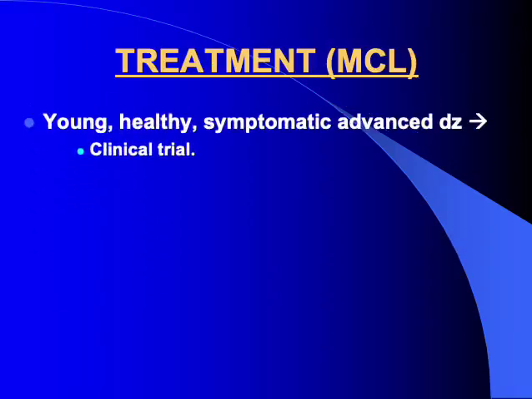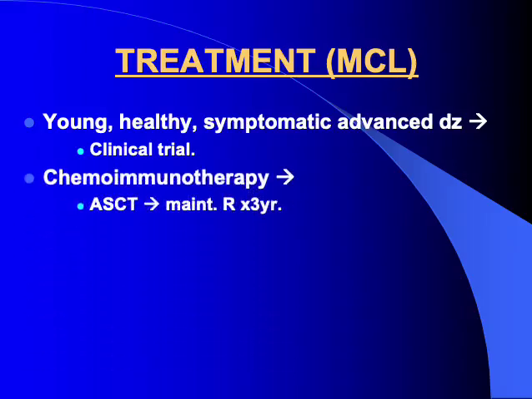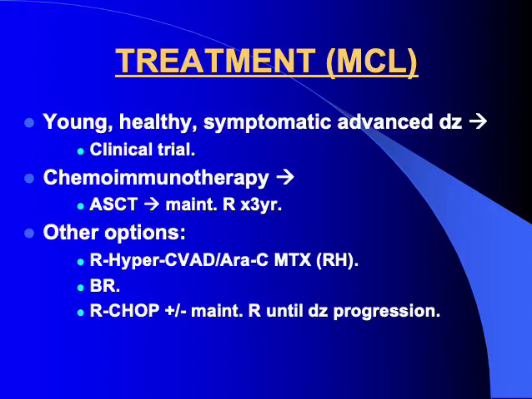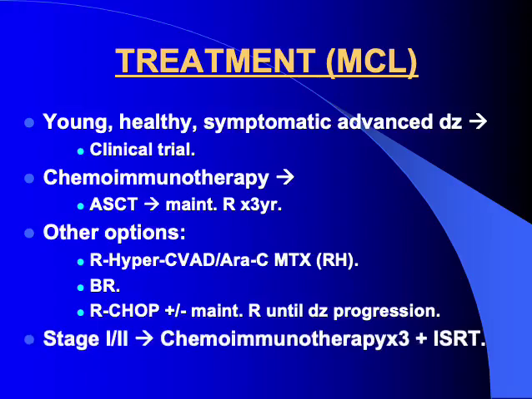Treatment of mantle cell lymphoma: young, healthy, symptomatic patients with advanced disease, either clinical trial or chemoimmunotherapy, followed by stem cell transplant, followed by maintenance rituximab immune therapy for 3 years. Very aggressive therapy for a low-grade lymphoma. Other options: combination chemotherapy. For stage 1 and 2, you can do chemoimmunotherapy for 3 cycles, followed by involved site radiation therapy.